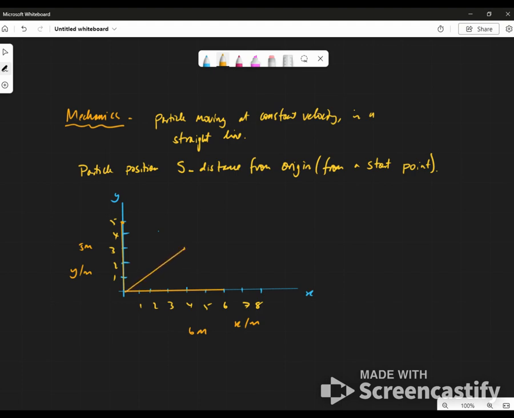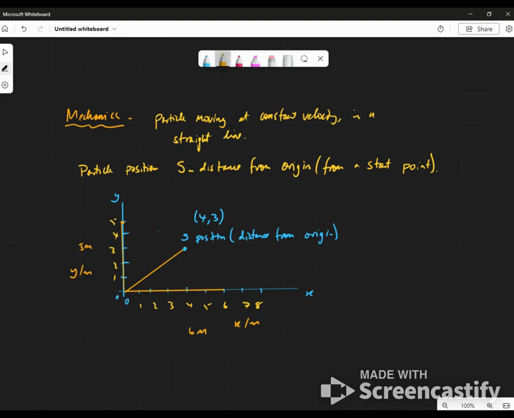Now this point here is defined as S. This is our position of the particle. Okay, now the position, it's not quite the position, it's the distance from the origin. So this point here is the distance. Obviously, it has a position as well, and the position in this case looks like it's 4, 3: 4 along the x, 3 up the y. But S is the distance from the origin here.